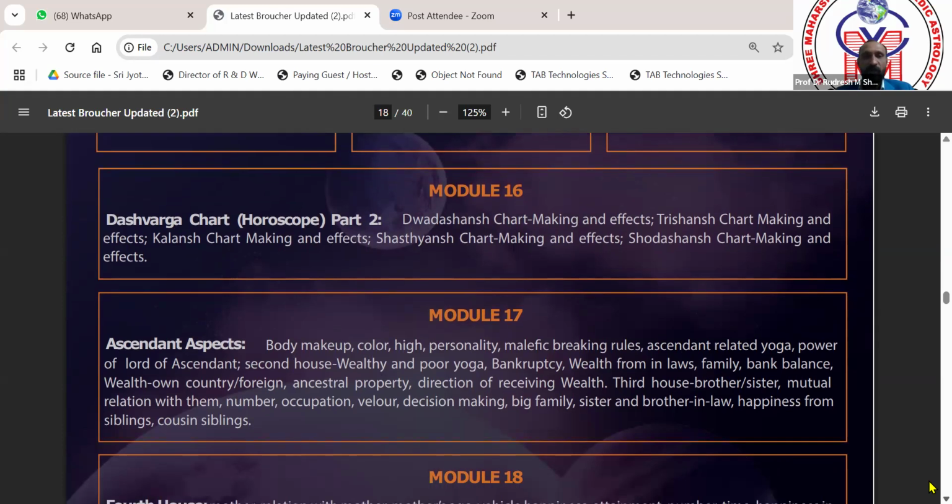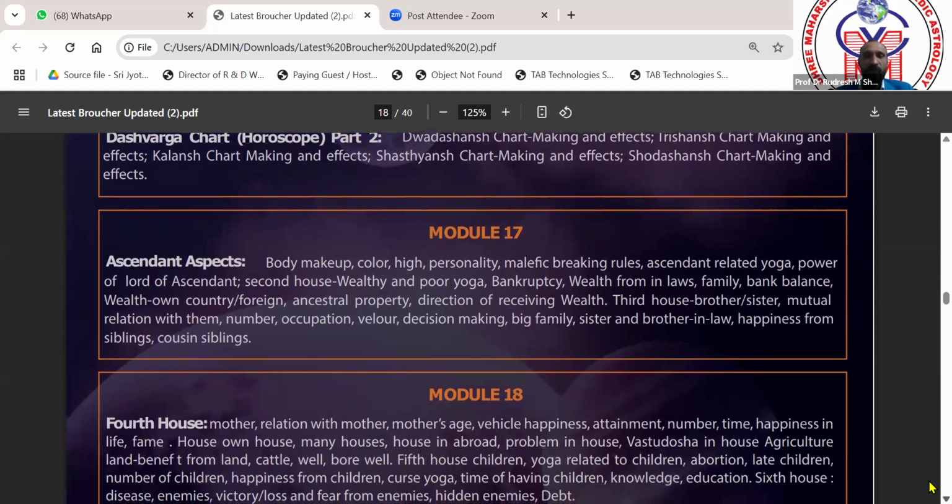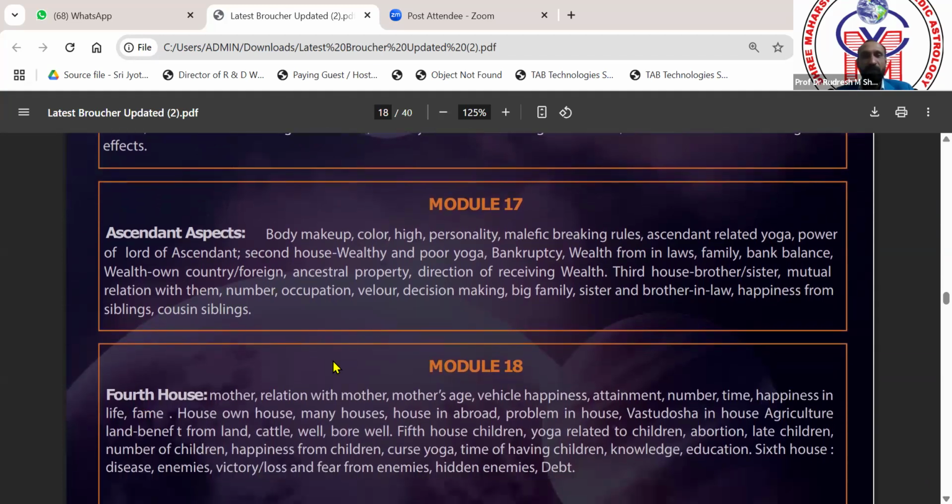And module 17, where you will be learning about the personality of a person, how to understand a person's character, how to understand whether a particular yoga makes a person wealthy or poor, and also regarding wealth creation as well, and occupation related to that particular horoscope.